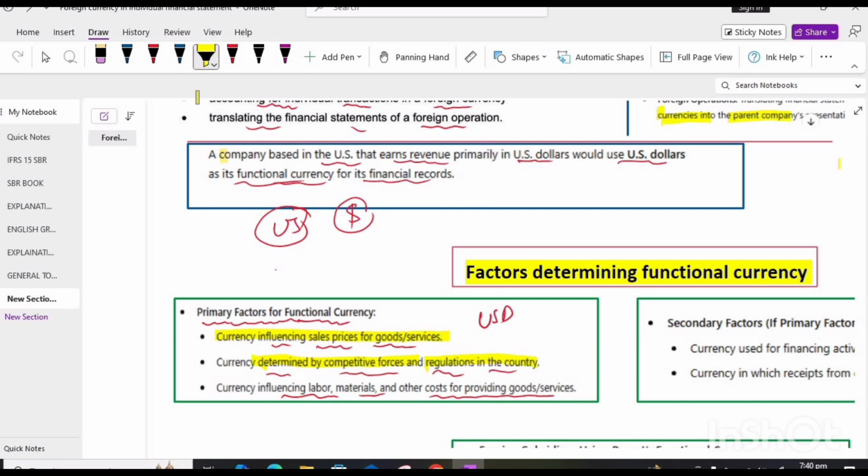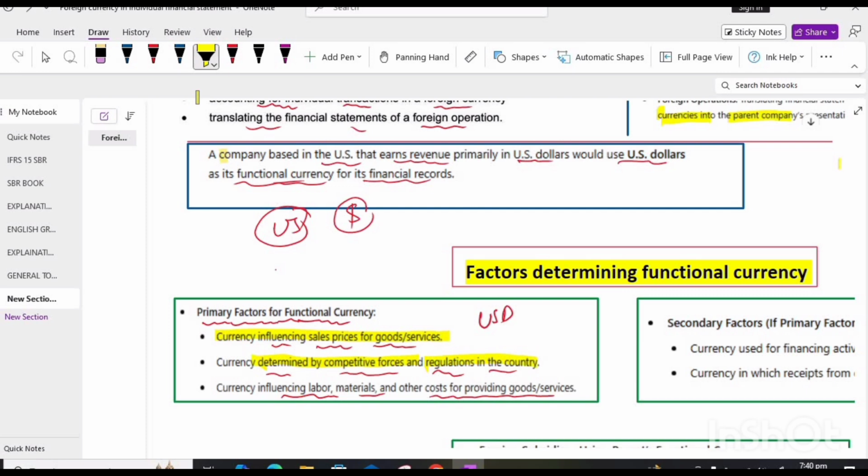So first we discussed the currency that influences your sale prices for goods and services; that currency will be your functional currency. Then we discussed the currency determined by competitive forces, meaning the other competitors and the regulation in the country. That will be your functional currency.